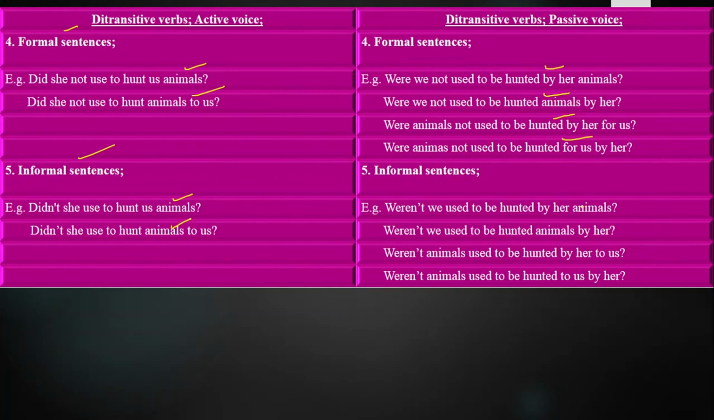Weren't we used to be hunted by her animals, weren't we used to be hunted animals by her? Weren't animals used to be hunted by her for us, here "for" comes, and weren't animals used to be hunted for us by her? So these are the sentences of the ditransitive verb "hunt" with the modal auxiliary verb with the structure "used to".